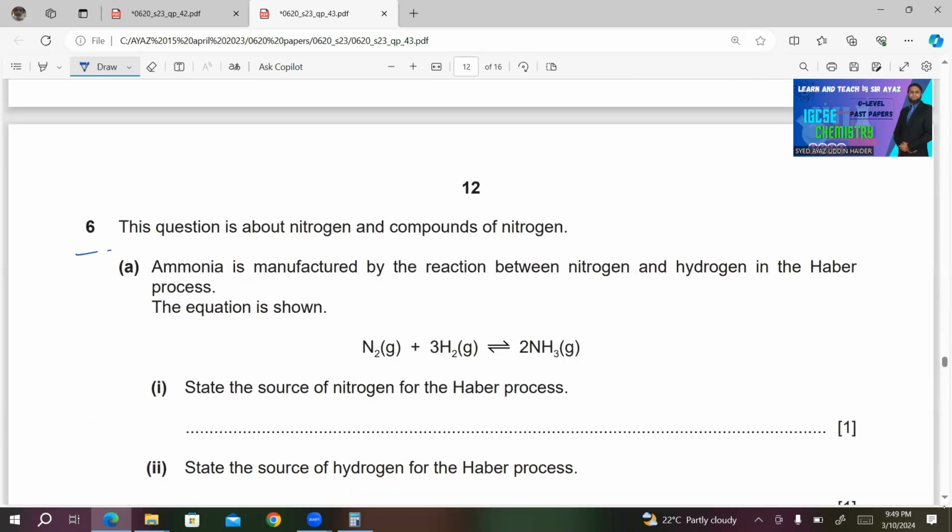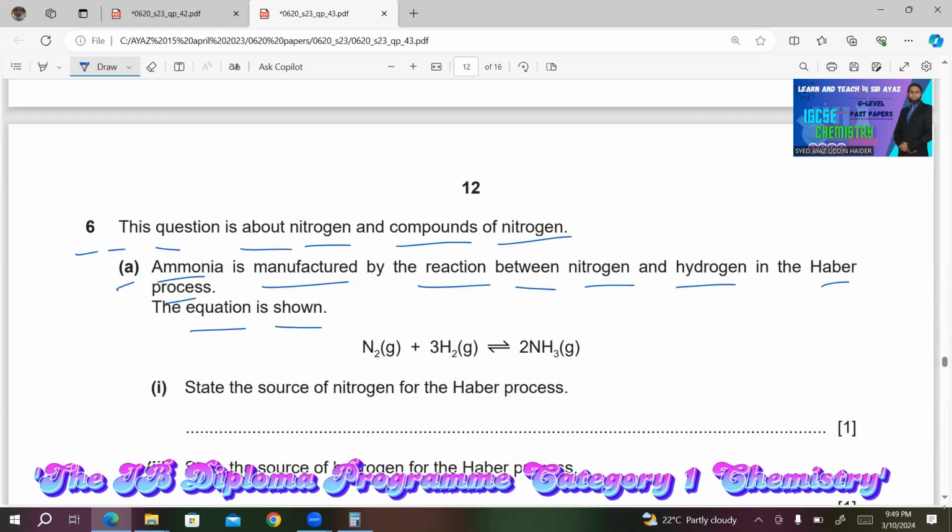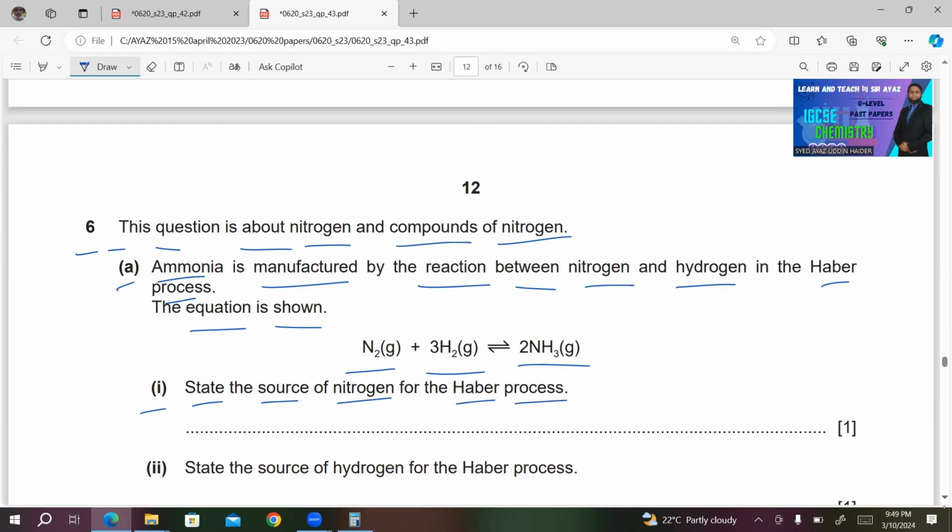Number 6, this question is about nitrogen and compounds of nitrogen. A. Ammonia is manufactured by the reaction between nitrogen and hydrogen in the Haber process. The equation is shown. This is the reaction. N2 gas plus 3H2 gas gives 2NH3 gas. Number 1, state the source of nitrogen for the Haber process.